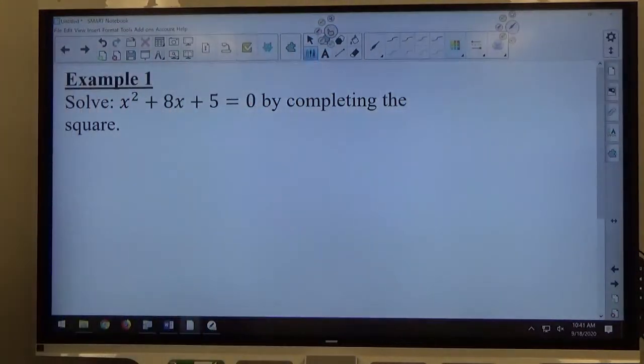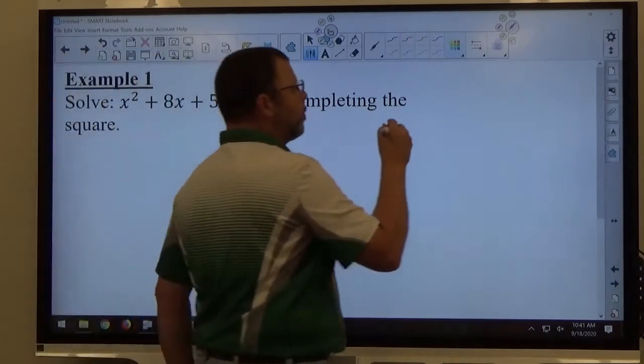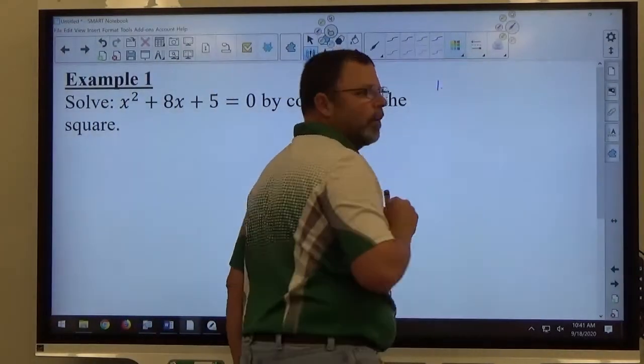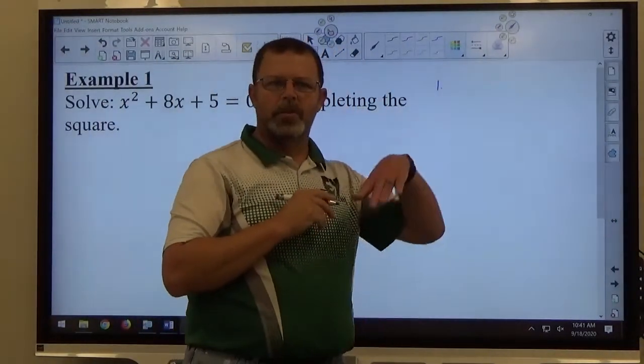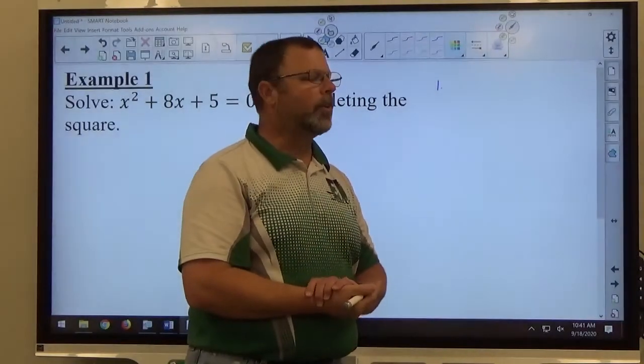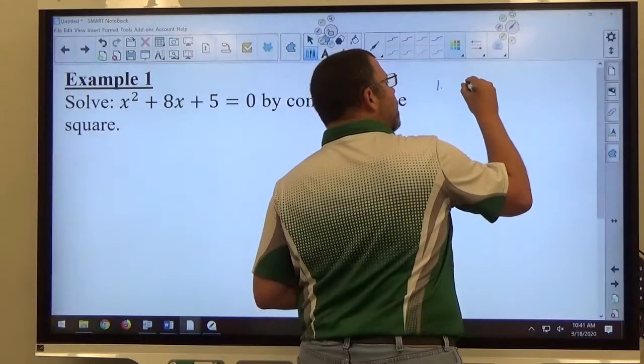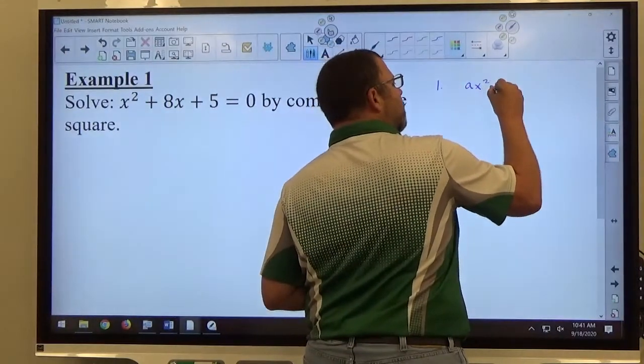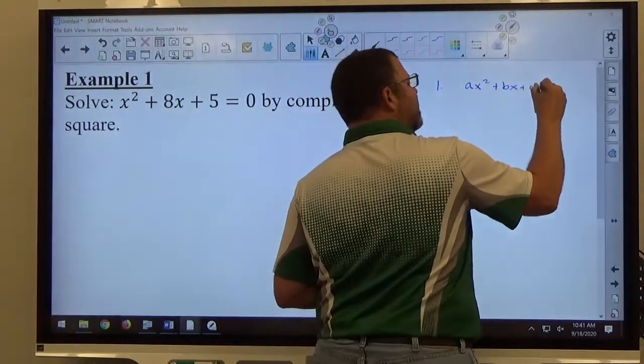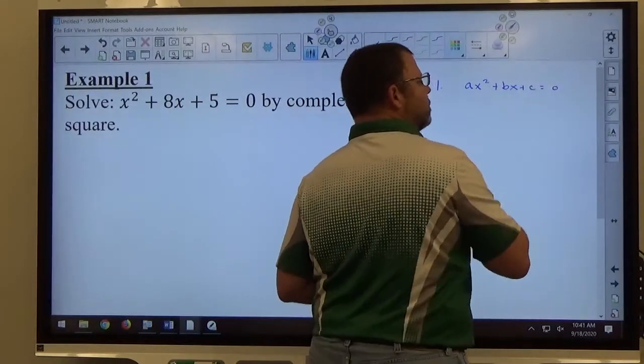Step 1. We want that structure. So I'm going to write the steps over here as we go, and I want you to write them down too. You're more likely to remember them, and also, you know, having them written down in your notes so you can go back and look at them. All right. So step 1 of completing the square is you want ax squared plus bx plus c equals 0, in descending order.